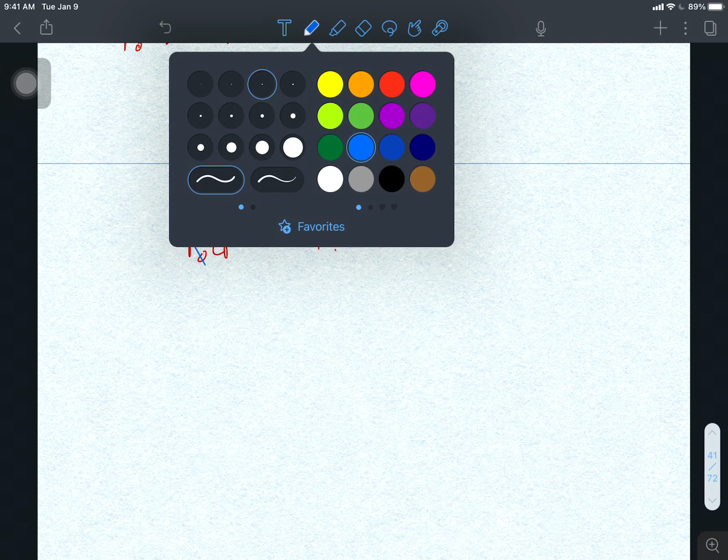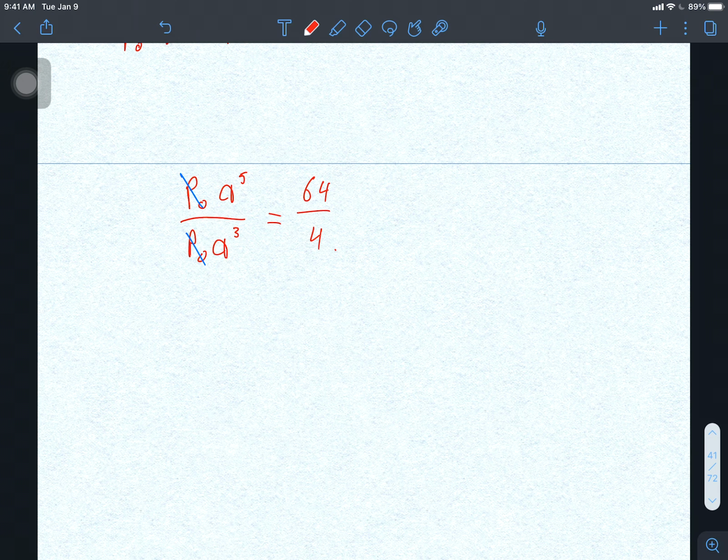Okay, and I can simplify the left-hand side. If I do A to the 5 divided by A to the 3, I can rewrite that as A to the 5 minus 3, which is just A squared. And that's equal to 64 divided by 4, which is 16. Now I can take the square root on both sides, and I get A is equal to 4. So this is the trick. We take both equations, and we divide them by one another to cancel P naught. And then we can find out what A is.